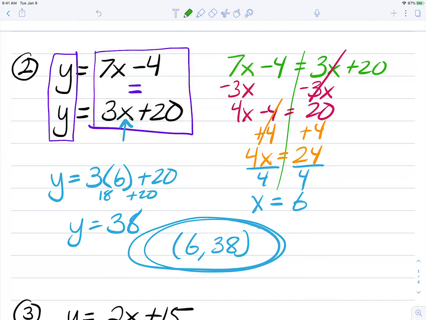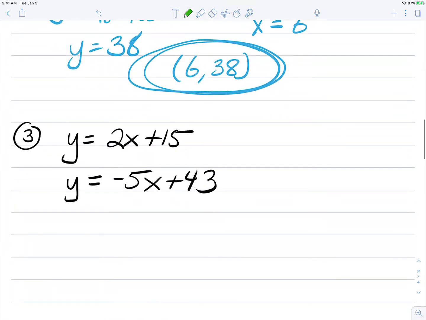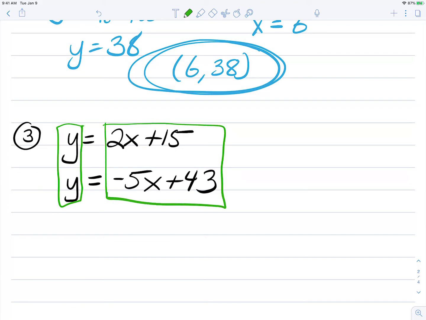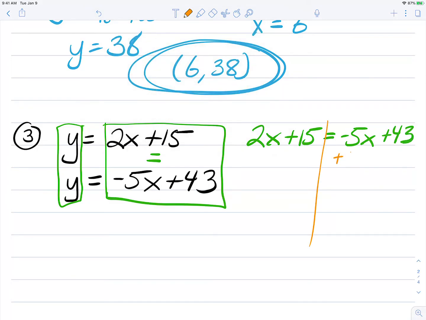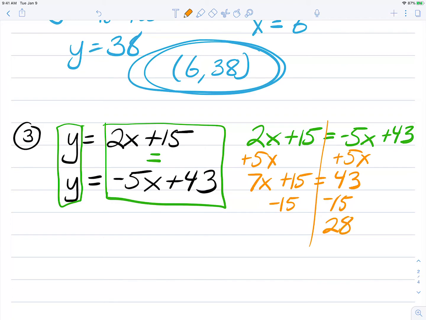Okay, we're going to try one more problem. Here's our two equations. They both equal y. Therefore, they must equal each other on the other side. So I can write that 2x plus 15 equals negative 5x plus 43. If I solve this, I'm going to add 5x to both sides, and I'm going to have 7x plus 15 equals 43. If I then subtract 15 from both sides, 43 minus 15 is 28.